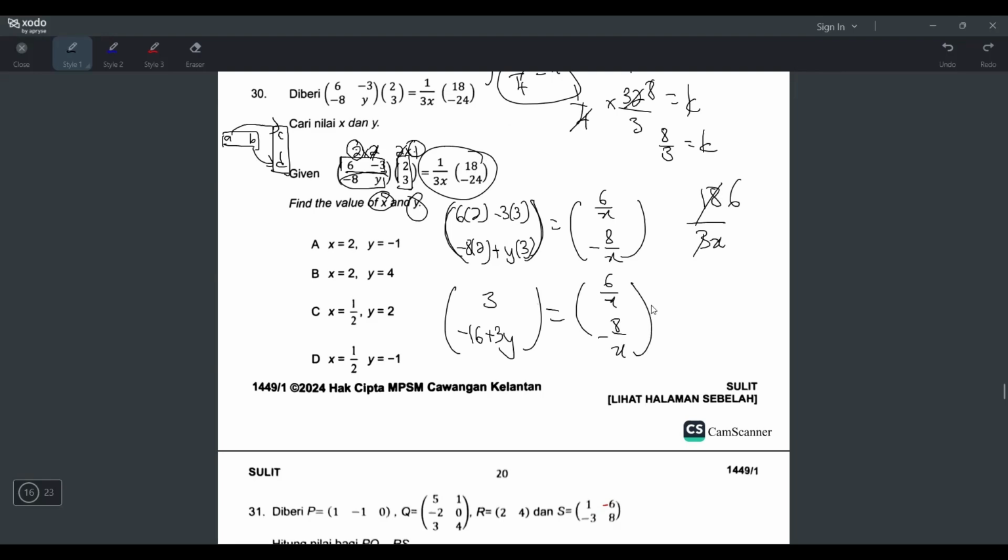Now we can compare. We can do compare. So how to compare? Of course you compare top with top, bottom with bottom. So what will it become? 3 over 3 equals 6 over x. And then the other one, negative 16 plus 3y equals negative 8 over x.